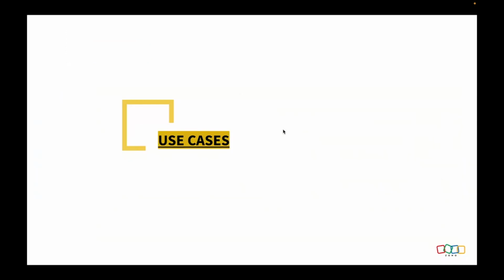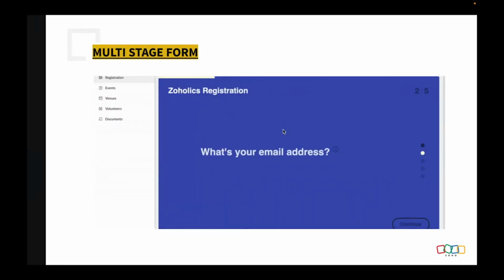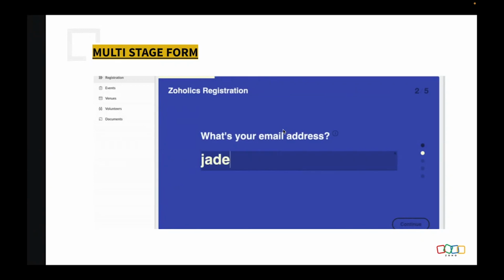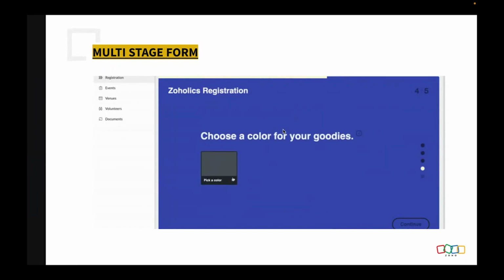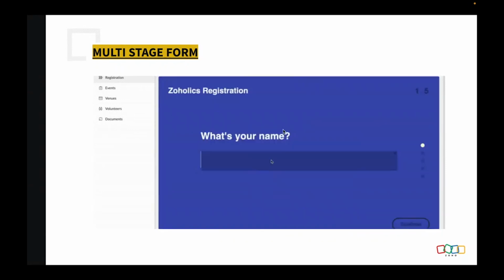Now let me show you a few use cases, in video format. So the first one is achieving a multi-stage form. You can design a responsive and appealing multi-stage form. Here, the data is submitted to Creator only after the data is entered in all the stages of the form. When the first stage is filled, they will be redirected to the next page. And once the data is filled for all the stages, the data is pushed into the Zoho Creator application.